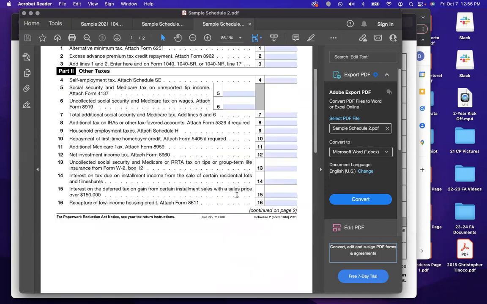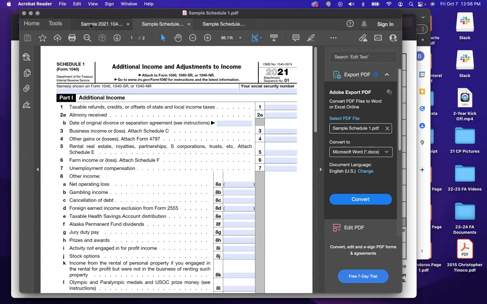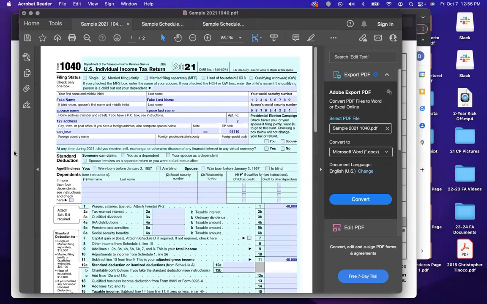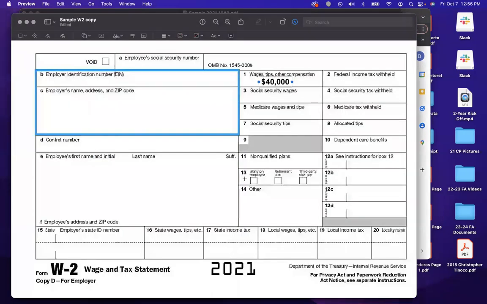Okay, so this is what the documents look like, so that you know what I'm referring to when we go through the application. This is what the W-2 looks like. It'll have your parents' information on here along with the information of their employer.